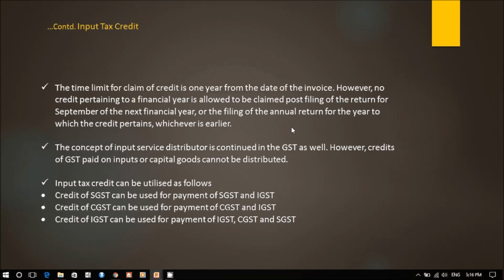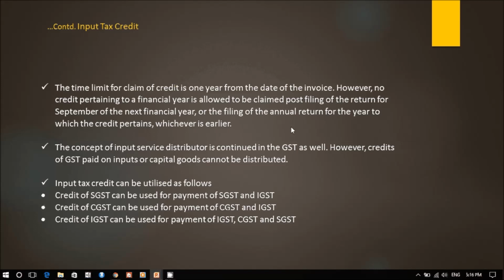The time limit for claim of credit is 1 year from the date of invoice. This thing was already in the service tax and this thing is the same. But for claiming the credit, there are two more conditions. In the GST, there are three conditions, three time limits within which you have to claim the credit. The maximum time limit is 1 year from the date of the invoice.